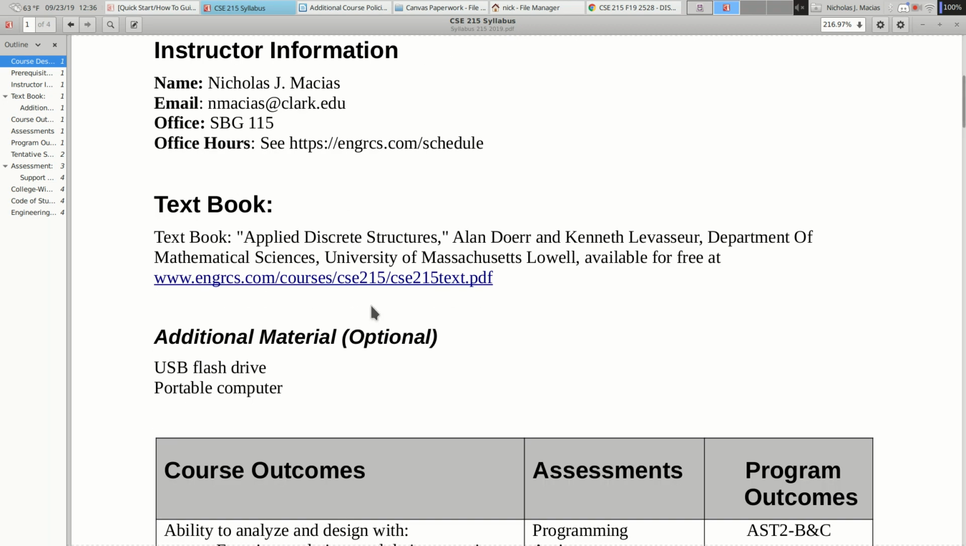All right, so the textbook is a free text, Applied Discrete Structures. It's available from this link here. You don't need to print it out. I don't recommend printing it out. I don't recommend reading it cover to cover. It goes over a lot of stuff that we won't go into, and there's some stuff we'll go over that's not listed in that text.